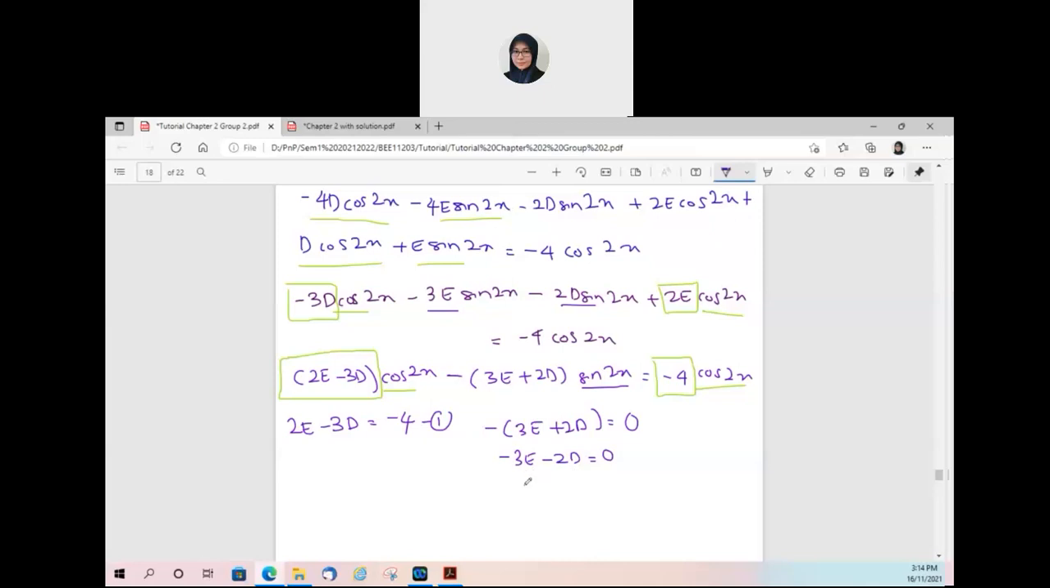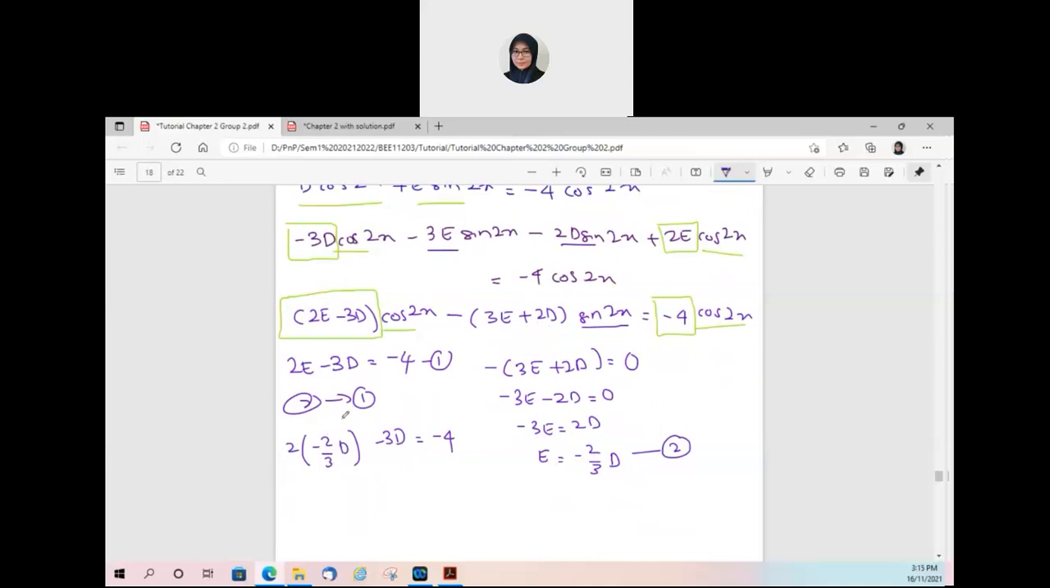Then, minus 3e equals to 2d. Betul? Then, e equals to minus 2 over 3d. Okay. So this is equation number 2. Then you masukkan 2 in 1. Then you have 2 times E, E is minus 2 over 3D, minus 3D equals to minus 4.